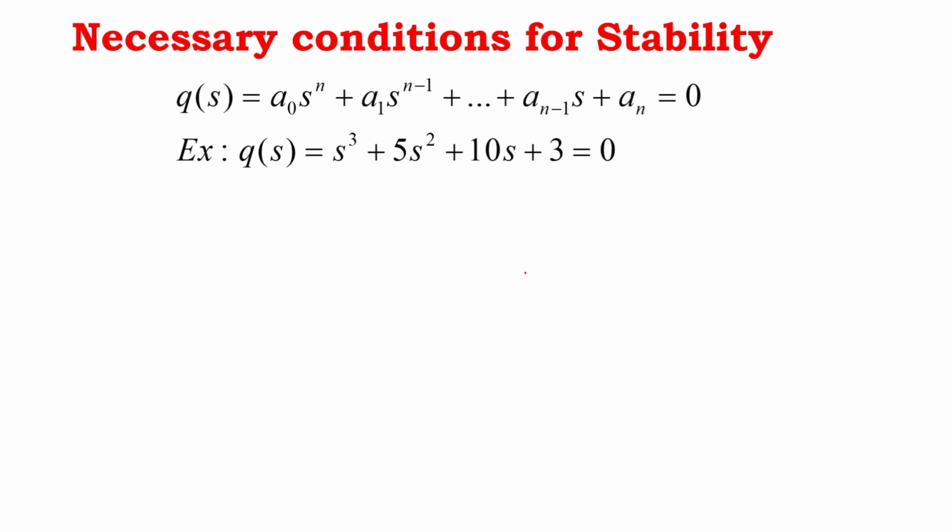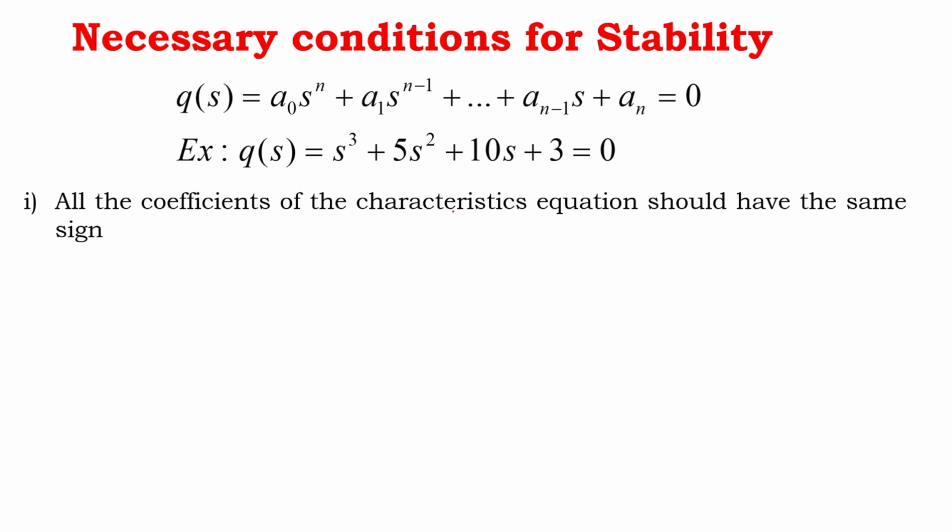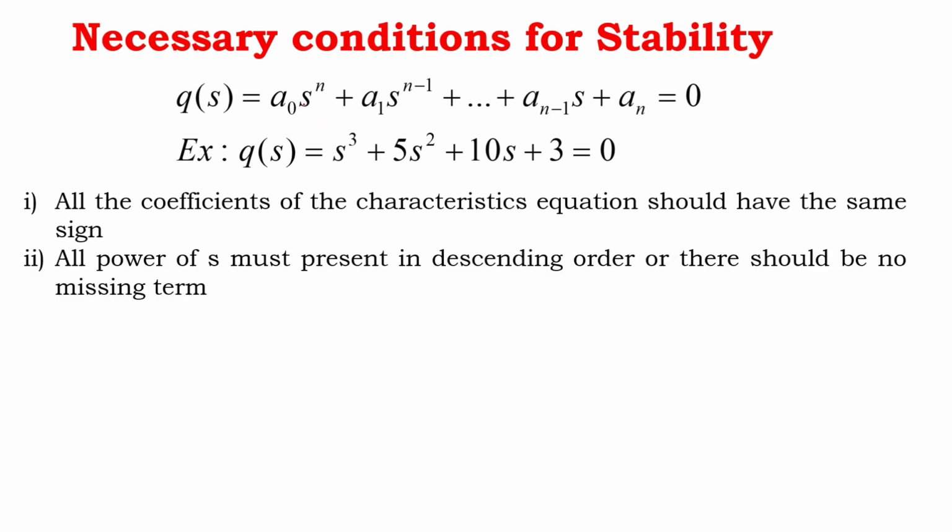Well, let us consider the necessary condition for stability. Here I consider one polynomial. The first condition says that the coefficients of the characteristic equation should have the same sign. Look at that, all have a positive sign, or it may be all negative. The second condition is that the powers must be in descending order, with no missing terms. That means the order is 3, 2, 1, 0. If any one term is missing, the necessary condition for stability is not satisfied.